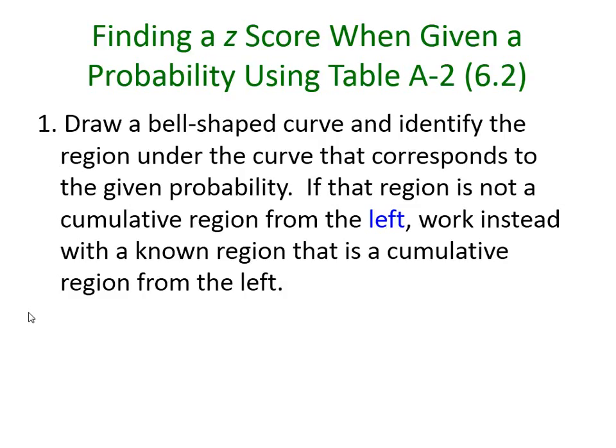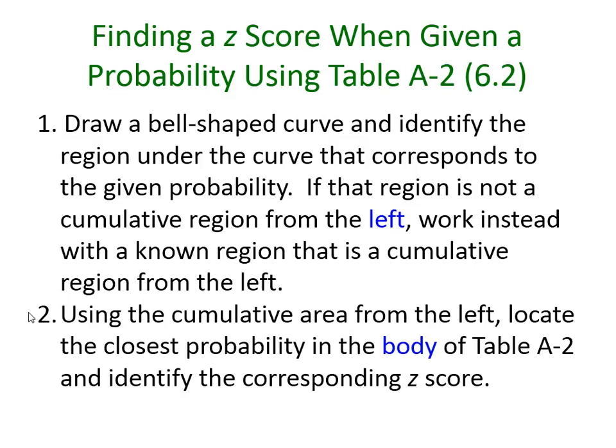If that region is not a cumulative region from the left, work instead with a known region that is a cumulative region from the left. So if I'm given that I want to find the area that's more than, the top 5%, well, instead of thinking about the top 5%, I really should be looking for the lower 95%, and what would be the cutoff separating that lower 95 from the top 5%. You want to look at your area to the left when you're doing these.